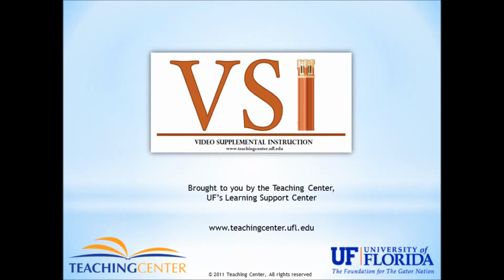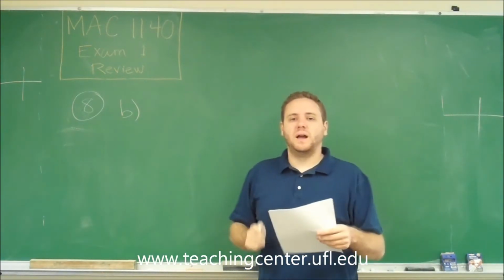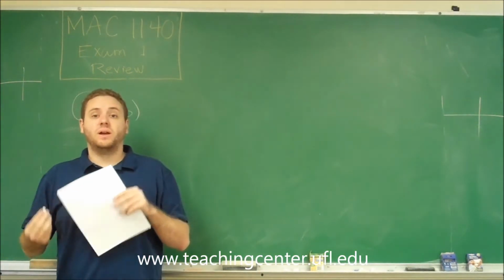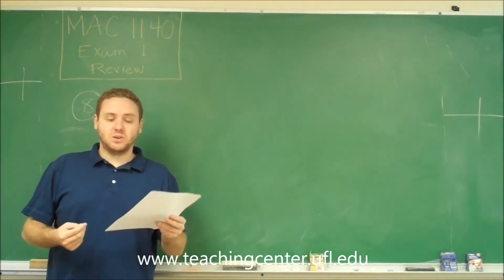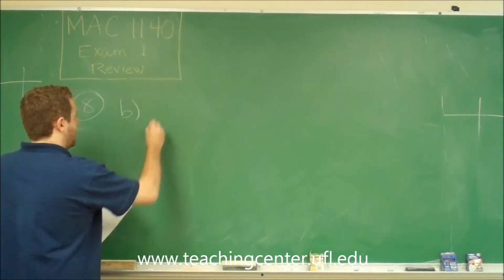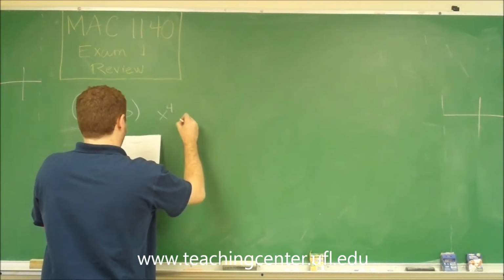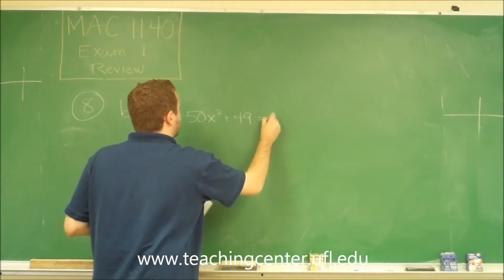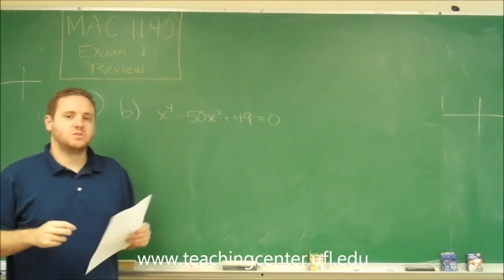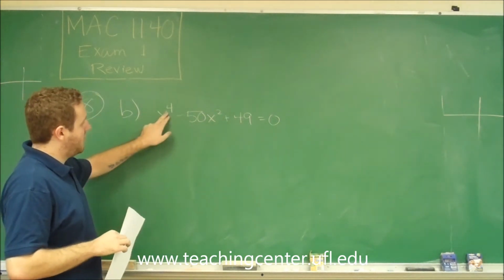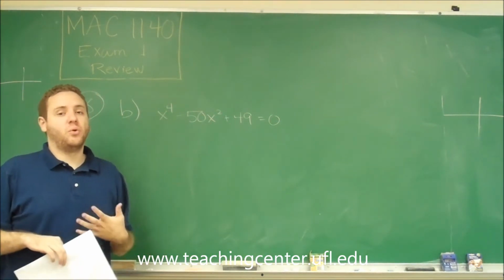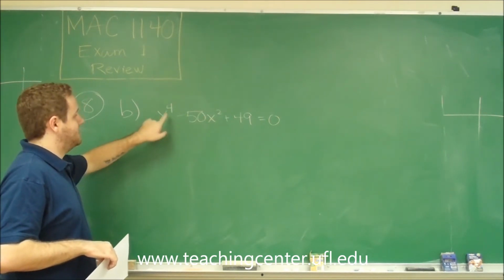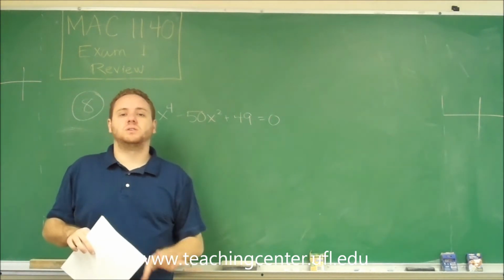www.teachingcenter.ufl.edu. So for 8B, we have a quadratic form that looks a little bit different. So this is one thing that you're really going to want to start recognizing that actually is a quadratic form, even though it might not look like it. So we have x to the fourth minus 50x squared plus 49 equals 0. So what you want to think is, even though this is a fourth power, this is still a quadratic form because you have one power of x, you have one power that's double that, and you have a constant. That's the quadratic form.